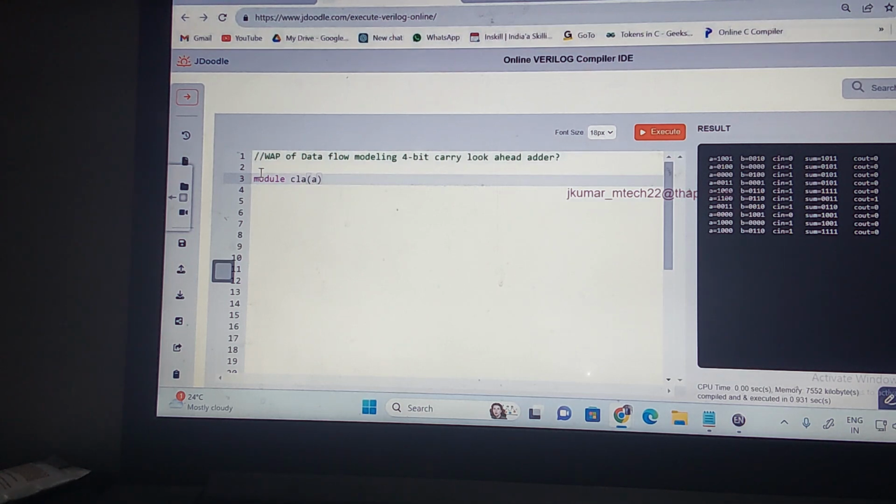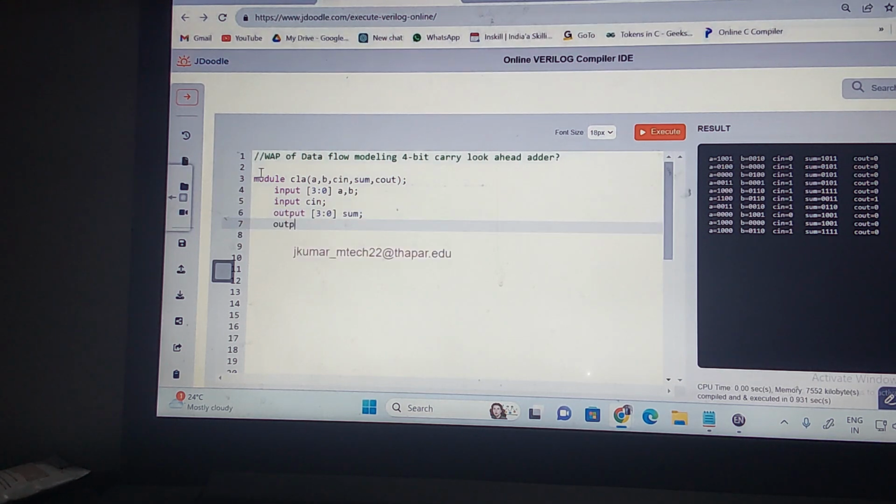What are the inputs to this? A, B, C in, sum, C out. We are designing a 4-bit carry look ahead adder, so this should be A, B as 3 down to 0. Then input is C. Then output, 3 down to 0, sum. Then output is C out. Correct?